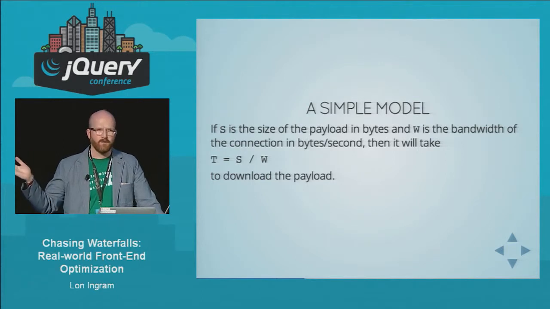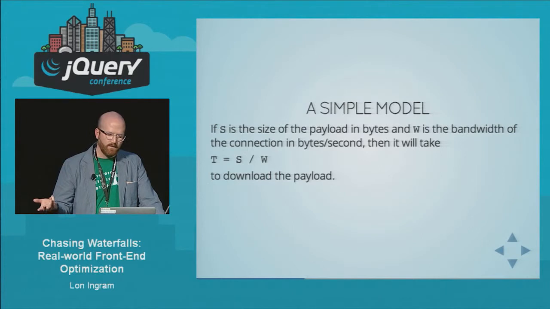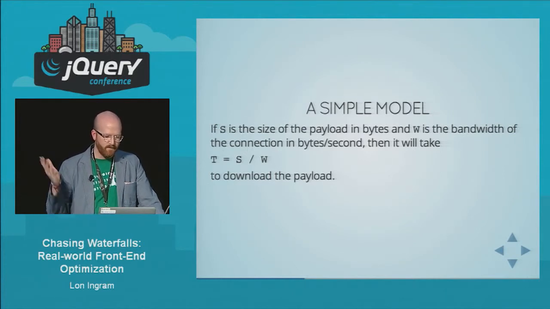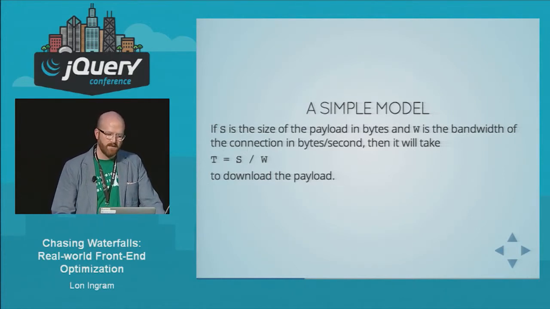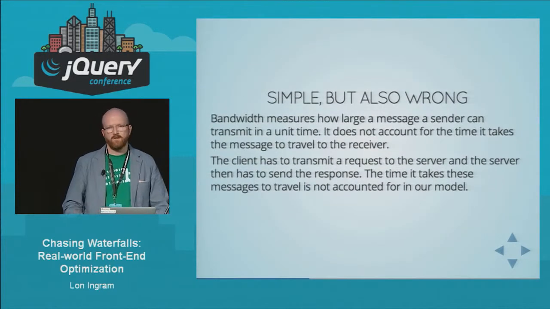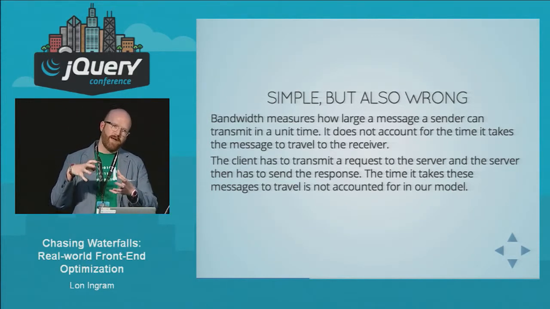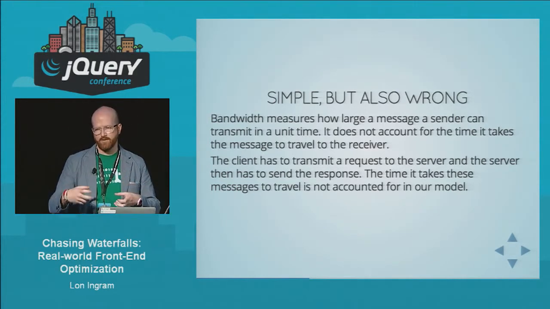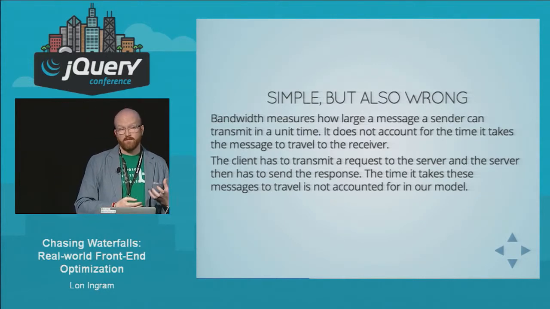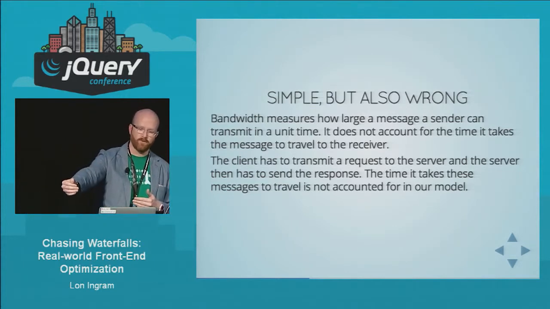So here's that model instantiated into a mathematical formula. We specify the payload in bytes with the symbol S, and the bandwidth in bytes per second is W, and the time it takes to download a file is the size divided by the bandwidth. This is simple, but it's also really wrong. Bandwidth measures essentially how fast a sender can put data onto a wire to transmit to somebody else. What it doesn't measure at all is how long it takes that data to move from the sender to the receiver.